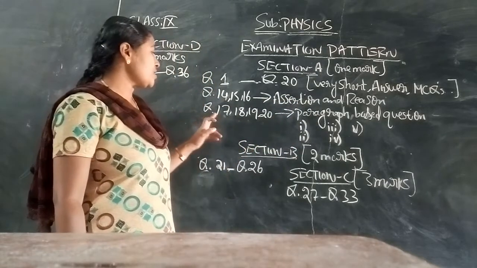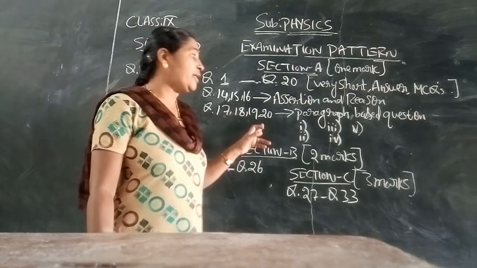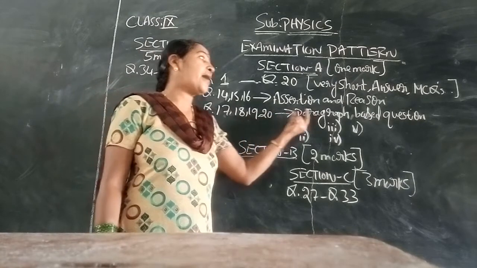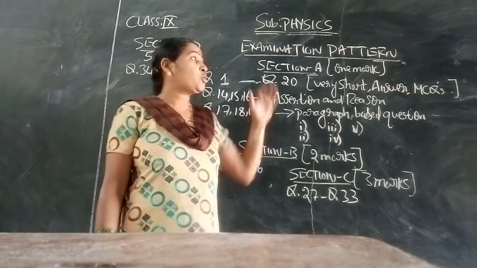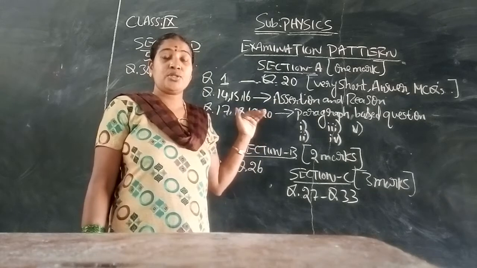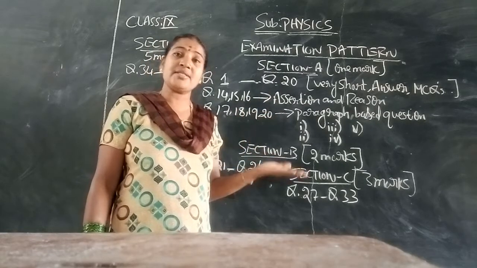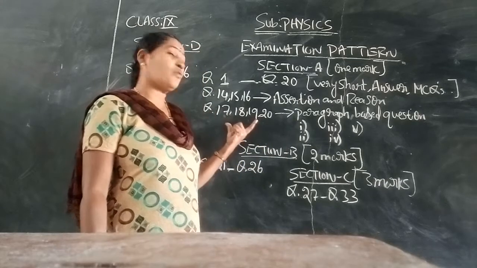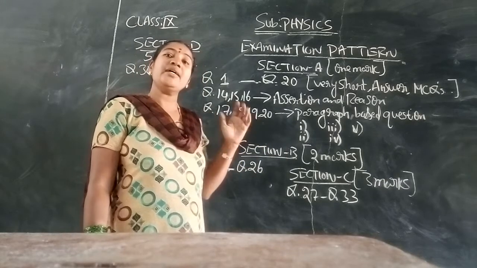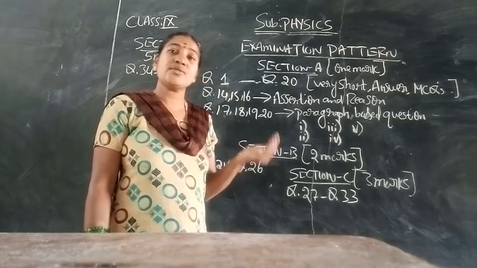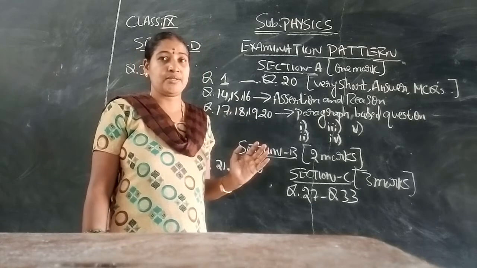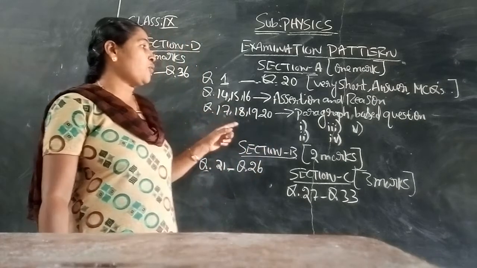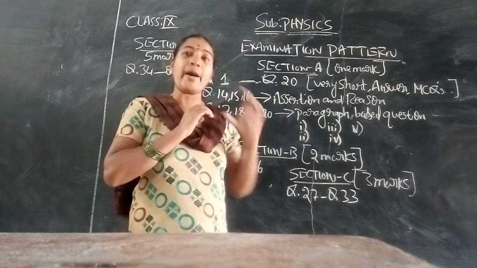Next, questions 17, 18, 19, 20 are all paragraph based questions. So in science, they will ask physics, chemistry and biology questions. In these 4 paragraphs, they are going to ask physics questions, chemistry questions and biology questions also.